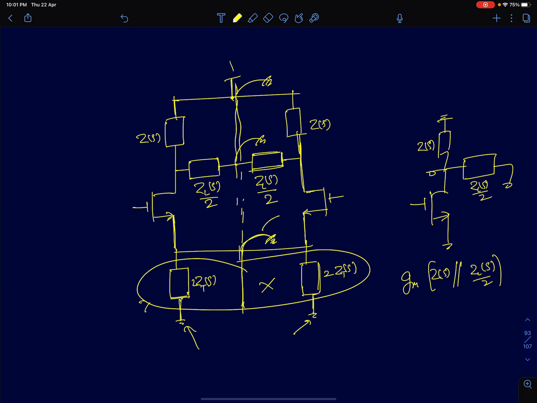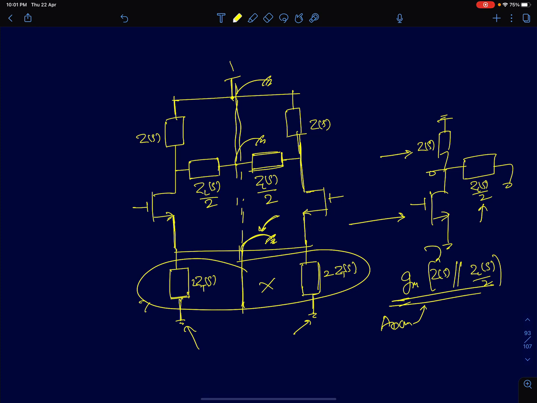I've used a word called differential ground to distinguish it from a conventional AC ground. So this node here is at AC ground, so the circuit reduces to something like this. The gain for this circuit can be written as GM, that's the short circuit transconductance, times the output impedance, that will be ZL of S by 2 in parallel with Z of S. So that's your ADM for the circuit.